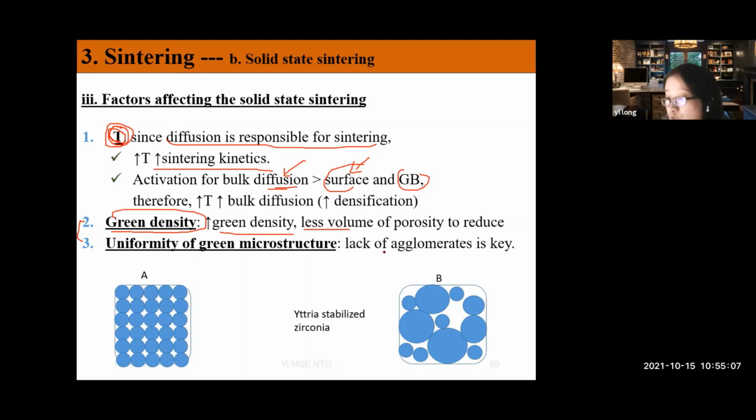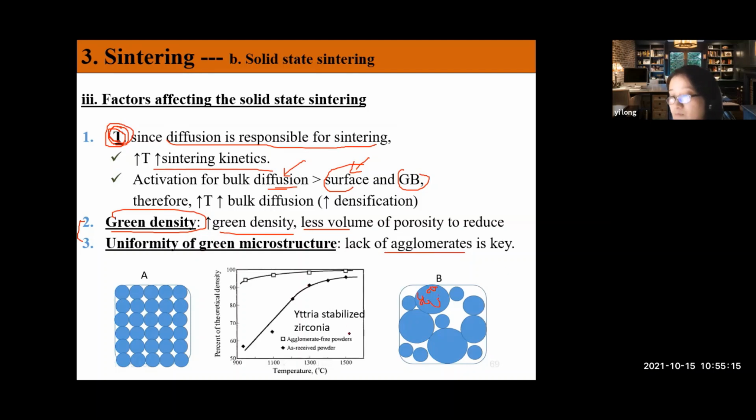So reduce the agglomeration, because in this case you have a lot of agglomerates, meaning very big particles or agglomerations. Okay, so for example, I give you an example here, so you can see. If you have two things, this one, this dot is an agglomerate-free powder. Agglomerate-free powders, okay, which means you do something to make the powder not aggregate together, so in the end you will have a bit higher density.